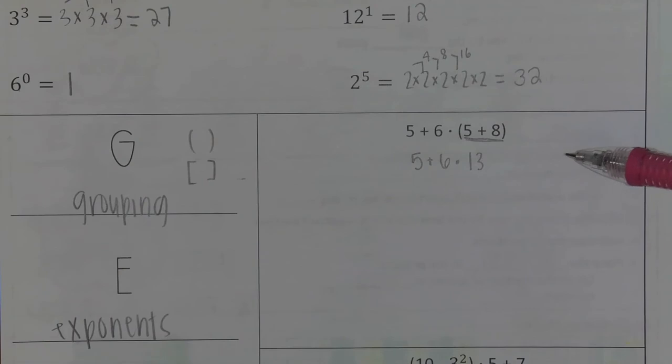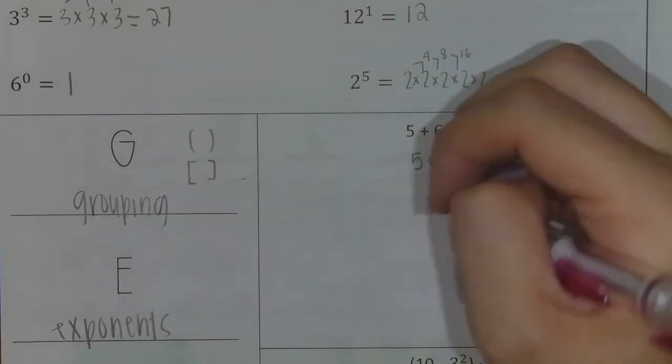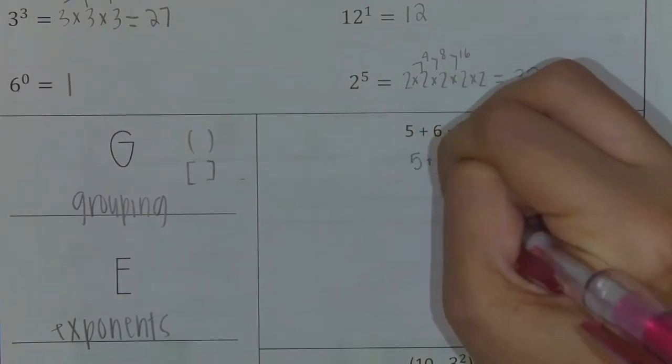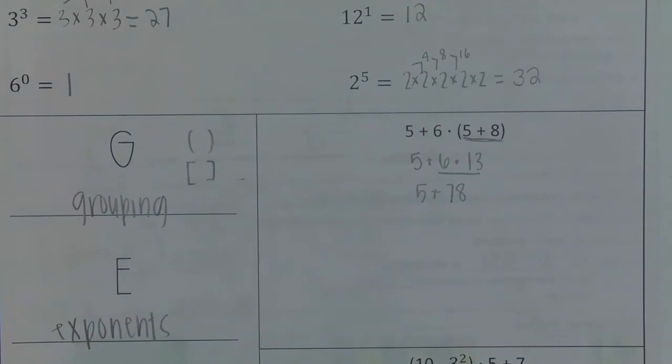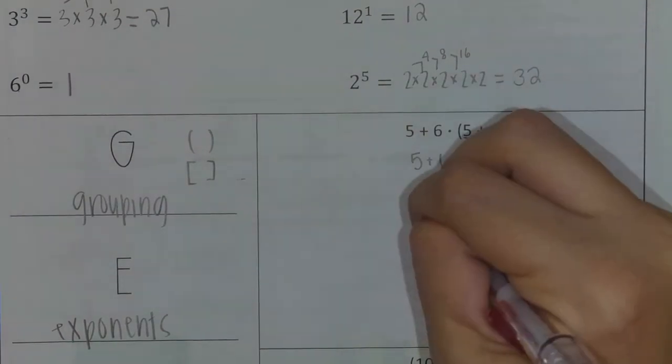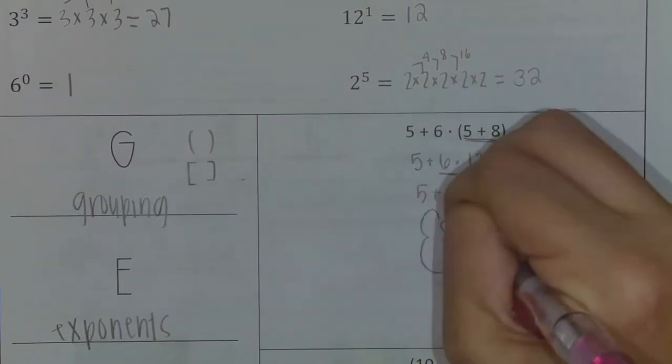Then I'm going to copy down all the stuff that I did not use. I have no more parentheses. I have no more grouping. I don't see any exponents, but I do have something that's multiplicative. I have 6 times 13. 6 times 13 gives me 78. And then my last step is just 78 plus 5, which would give me 83 for a final answer.